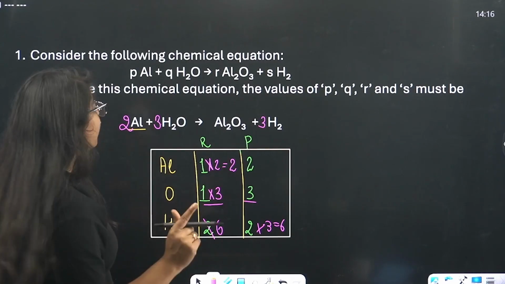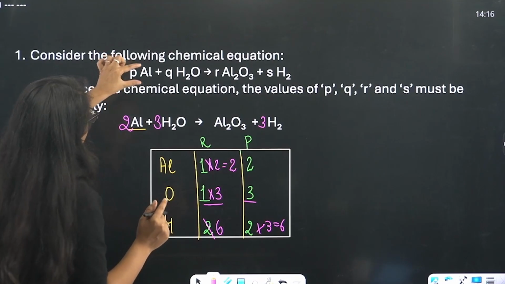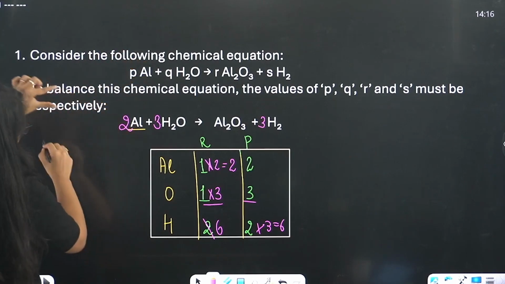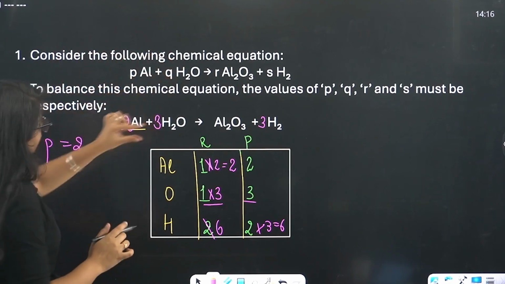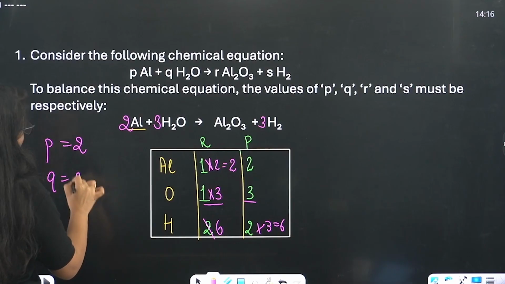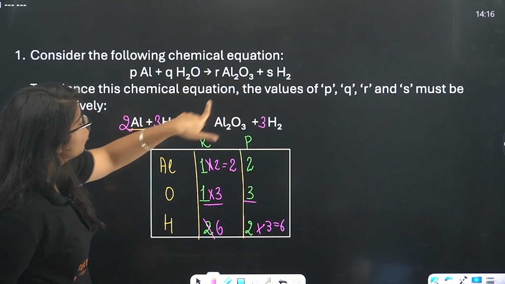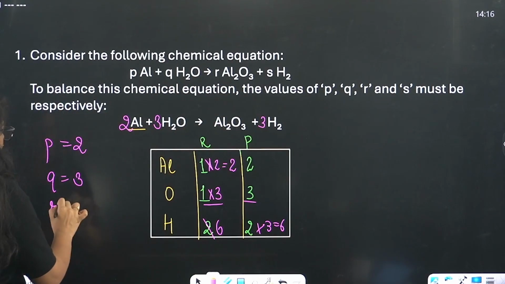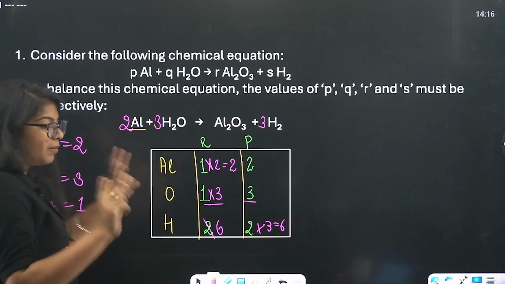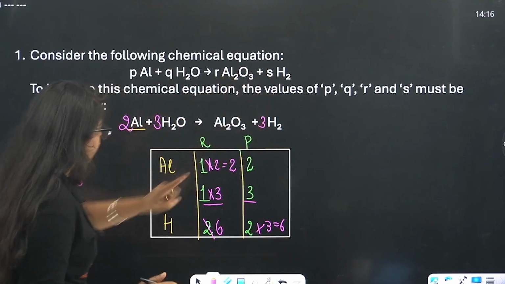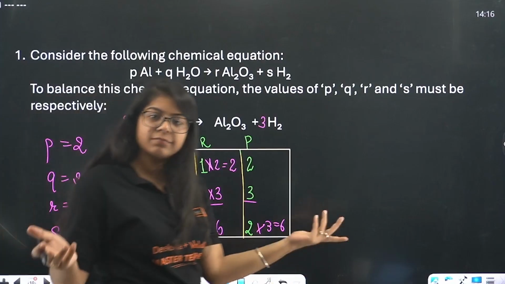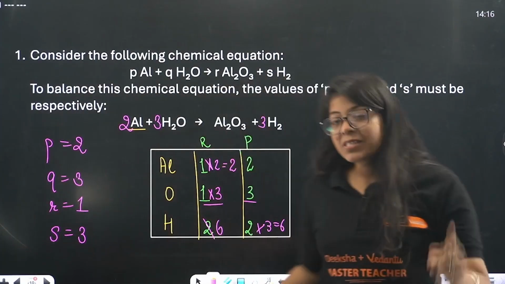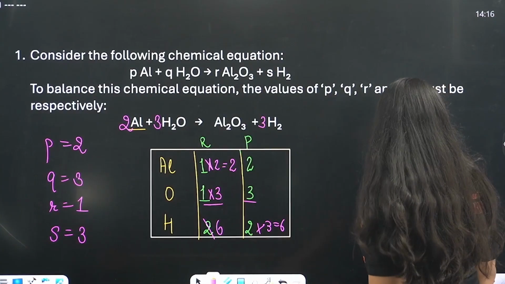Now, whatever I have written here, 2 is with P. Al, P, Al, 2. So, P is what? 2. That's it. QH2O, 3H2O. So, Q is what? 3. Then we have R, Al2O3. 1 Al2O3. So, R will be 1. If there is nothing, there will be 1. SH2, 3H2. So, S will be 3. That is it. Done.